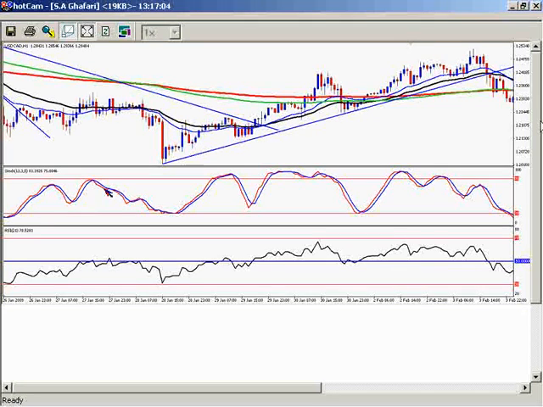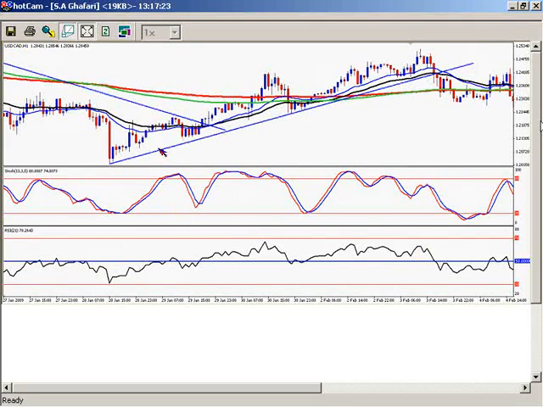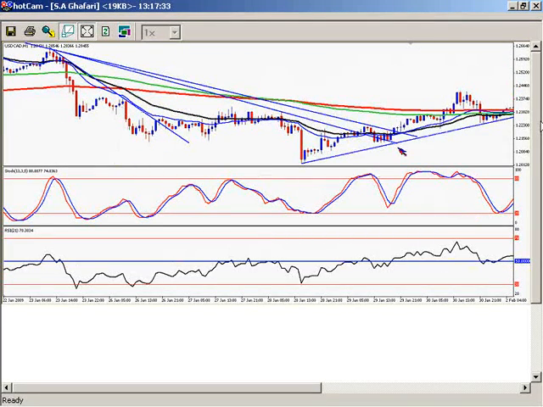In this case, as you can see here, we had a trend line right here. We also had a correctional, more precise trend line here.